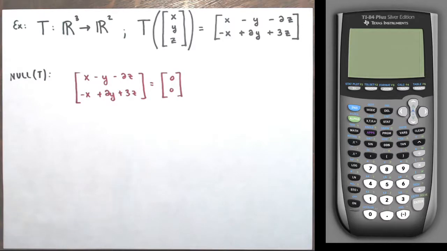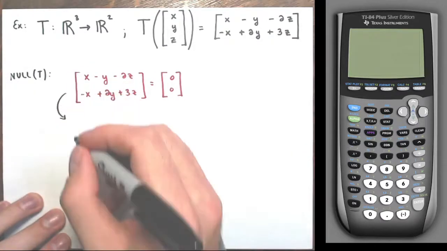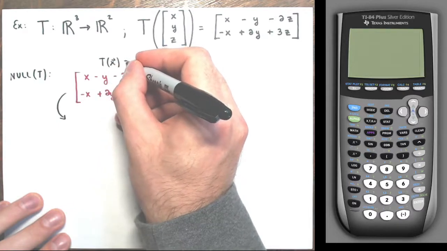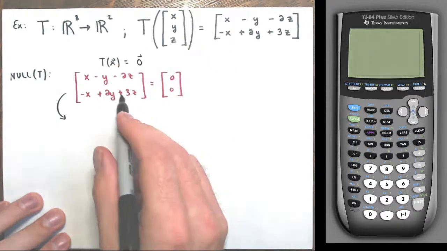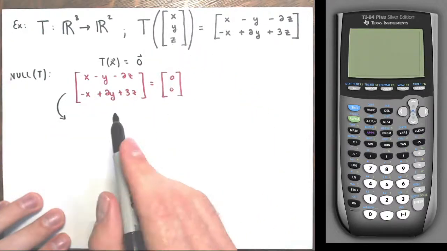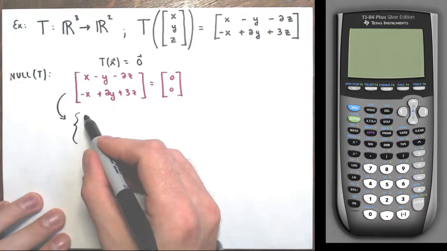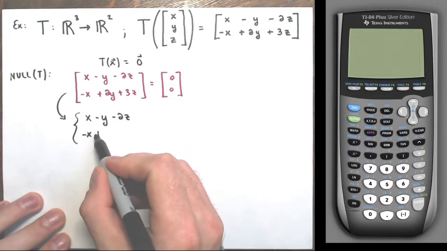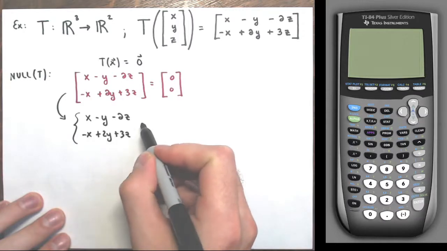So again, what I'm going to do here is solve the corresponding system. This is T of some vector x equals the 0 vector. That's what I have written here. And the vector x has components x, y, and z. So this is the system: x minus y minus 2z, negative x plus 2y plus 3z, and both of these being equal to 0.